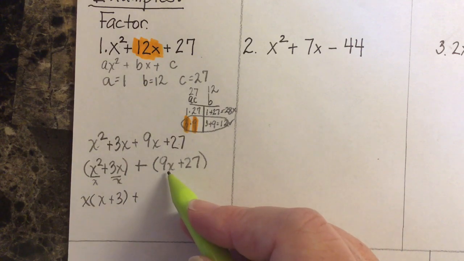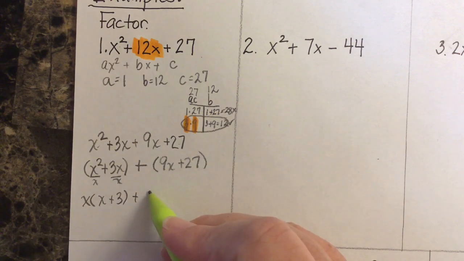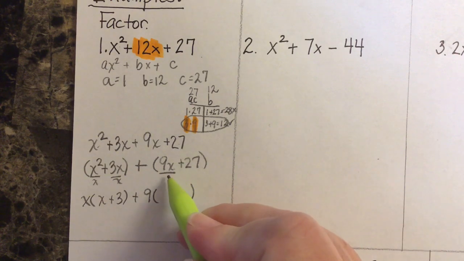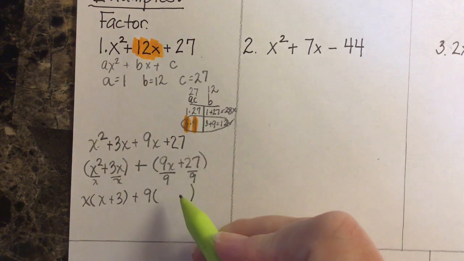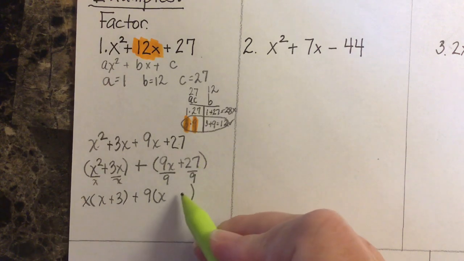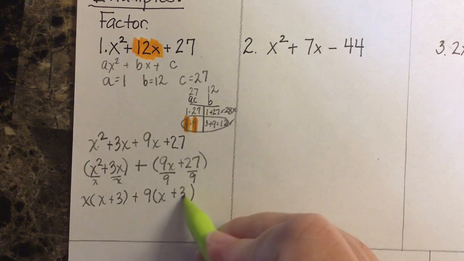Then, when I look at this pair of terms, their greatest common factor is 9. So I'll put 9 outside the parentheses, divide each of these by 9. 9x divided by 9 is x. 27 divided by 9 is 3.